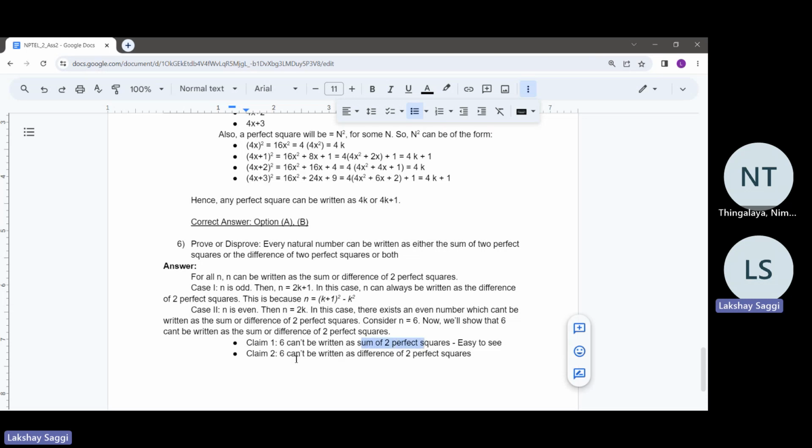We'll also need to prove that it can't be written as difference. Only then can we say it can't be written as sum or a difference, right? So for this, we'll use something like contradiction. I'll cover this a bit fast, by contradiction. So suppose we were able to write 6.